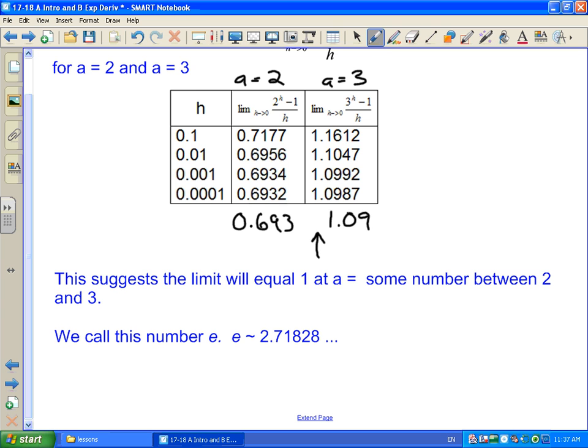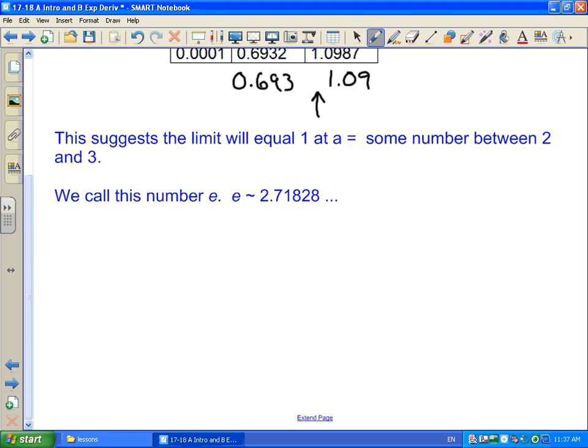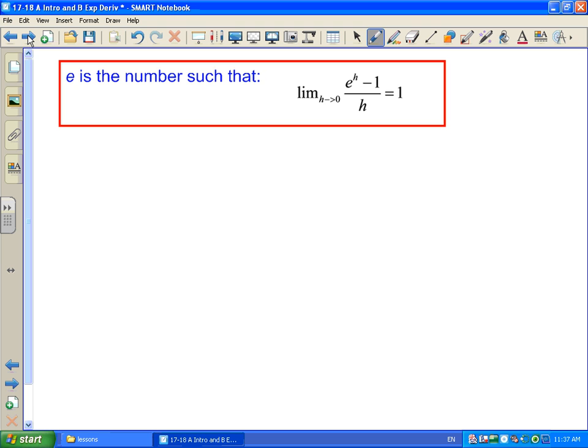But for this particular value of e, if we evaluate that limit, the limit as h goes to 0 of (e^h − 1)/h, it'll work out to be exactly 1. So e is the number such that this limit is equal to 1.